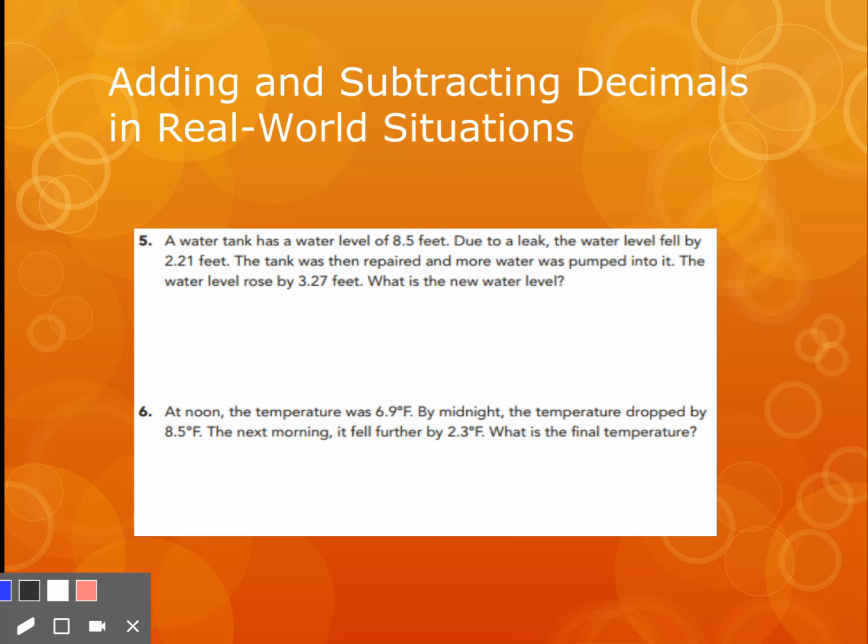Okay, so number 5, it says the water tank has a water level of 8.5 feet. So we're starting with 8.5. Due to a leak, the water level fell by 2.21 feet. It fell or it dropped. So I'm subtracting 2.21. And then the tank was repaired and more water was pumped into it. The water rose by 3.27 feet. So I just add 3.27 feet.